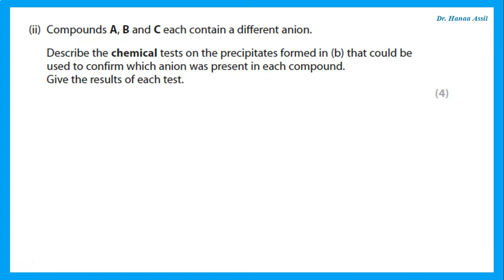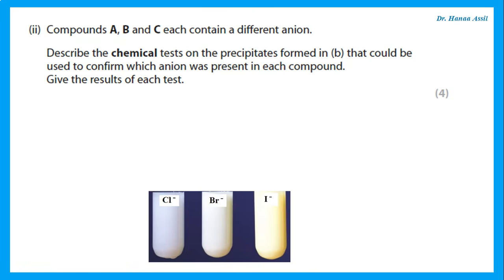Compounds A, B, and C each contain a different anion. Describe the chemical tests on the precipitates that could be used to confirm which anion was present. Give the results of each test. Remember, if I add dilute nitric acid and silver nitrate, if it is white, it's chloride. If it's cream precipitate, it's bromide. If it is yellow precipitate, it is iodide. But the problem is, these colors are very close to each other. So actually, in practical lab tests, it's difficult to determine was this white or cream or yellow.